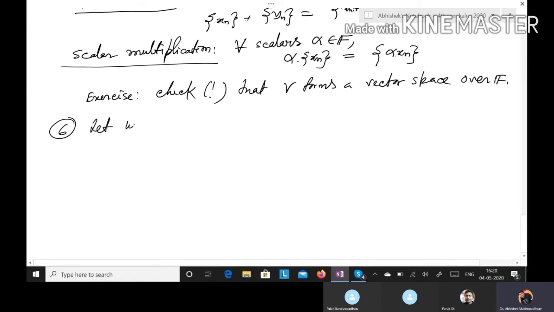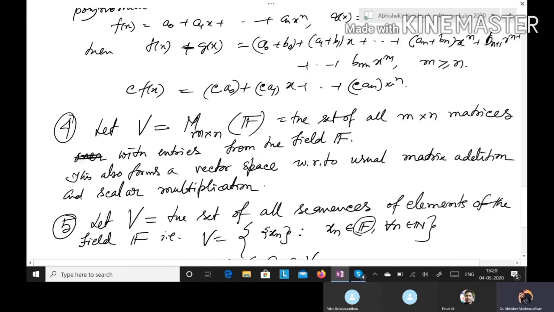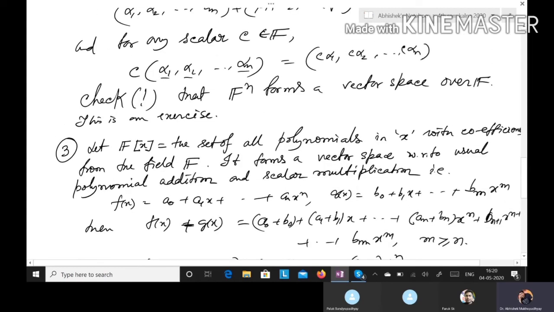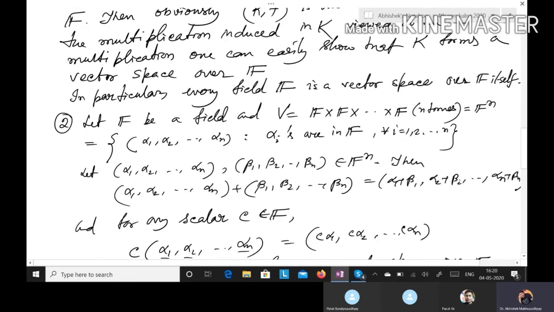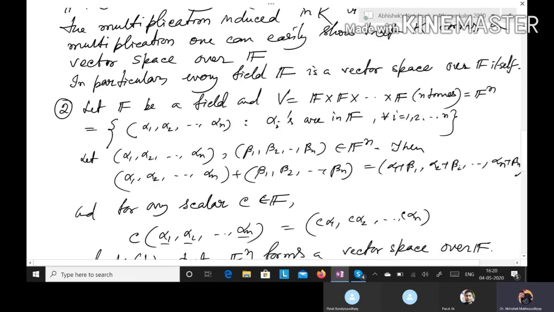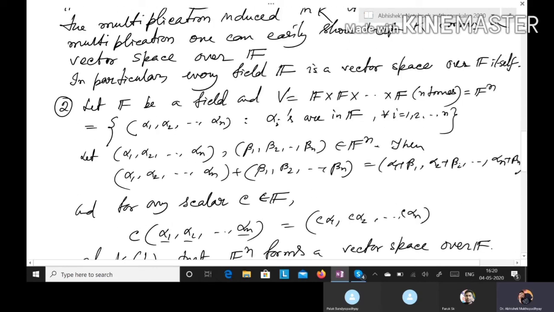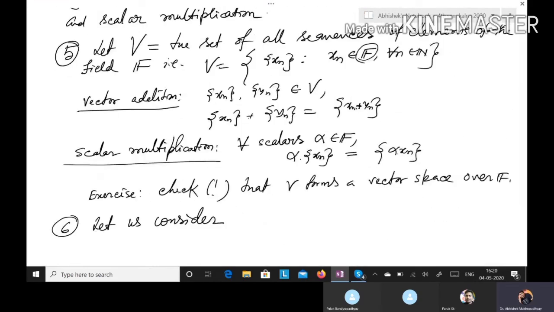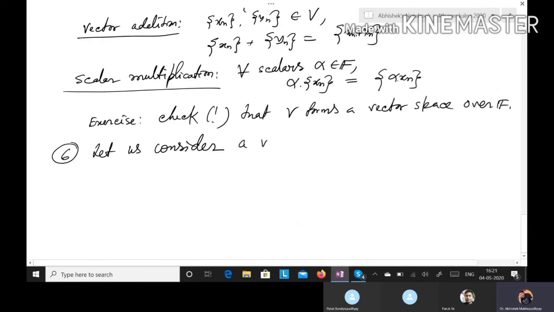So let us consider first. Up to now, we already have many vector spaces at our hand. That is, any field is a vector space over itself. This one, F^n. So we have already many vector spaces at our hand. Let us consider one of them. Let us consider a vector space V over a field F.